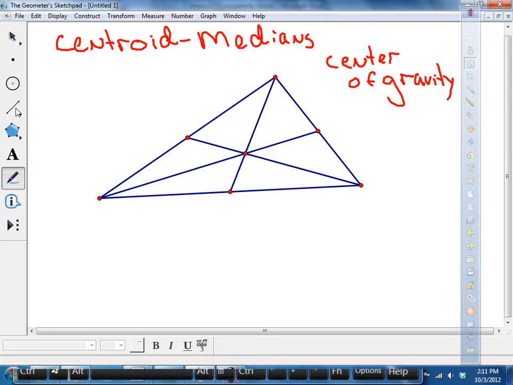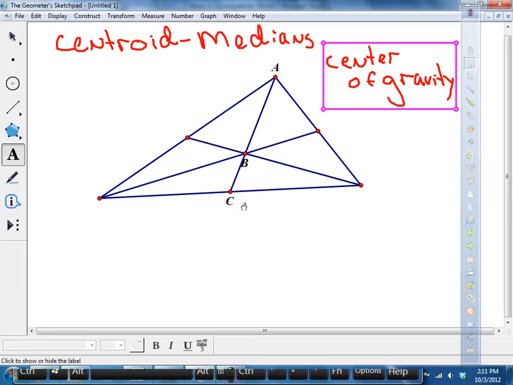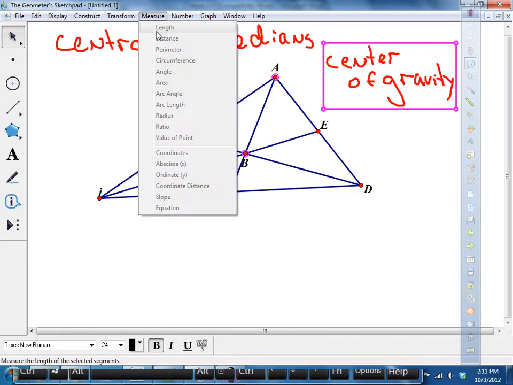The other thing that's unique about the centroid, watch, I'm going to show you this, okay? I'm going to measure the distance. I'm going to label some points, okay? There's a point, point, point, point, point. Now, say I want to measure the distance from A to B. And if I go measure distance, you see that?